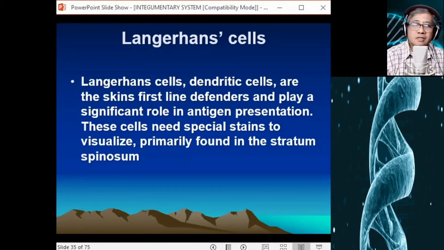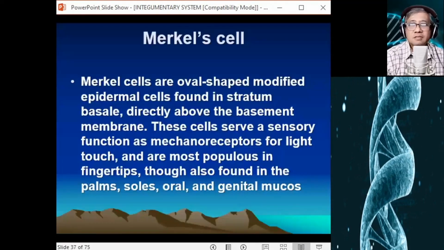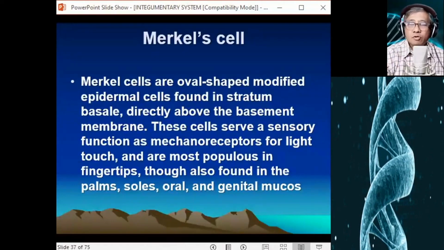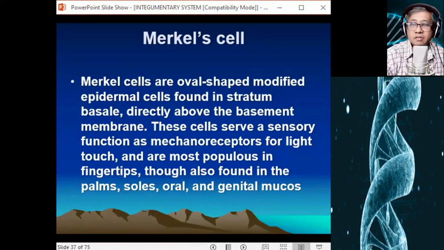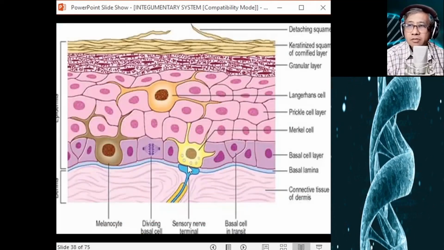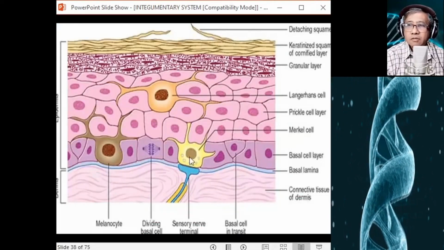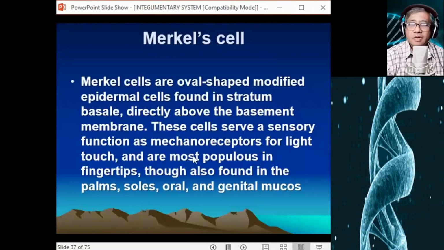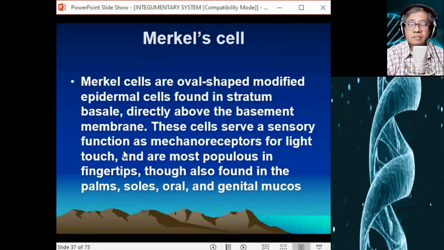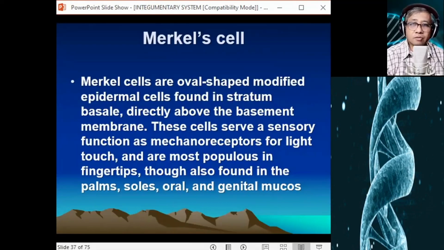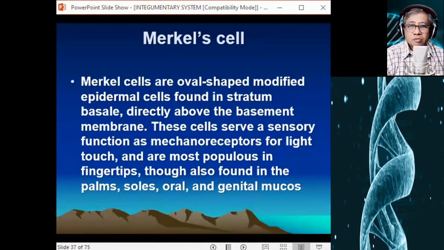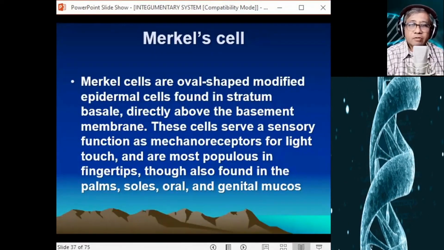Okay? And lastly, we have these Merkel cells. Merkel cells are oval-shaped cells, modified epidermal cells found in the stratum basale, directly above the basement membrane. So ito, no? Ayan, itong yellow na ito. Ito yung Merkel cell. These cells serve as sensory function. They serve a sensory function as mechanoreceptors for light touch, and they are most populous in the fingertips.